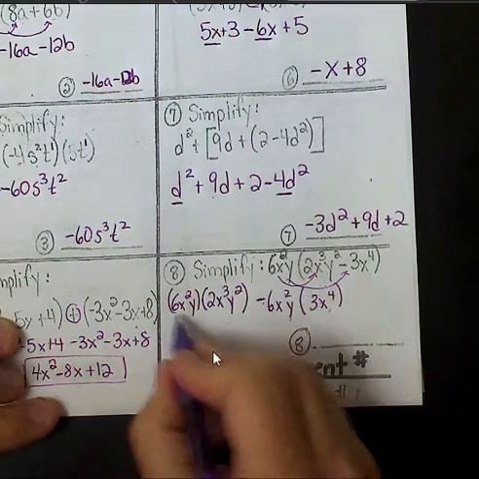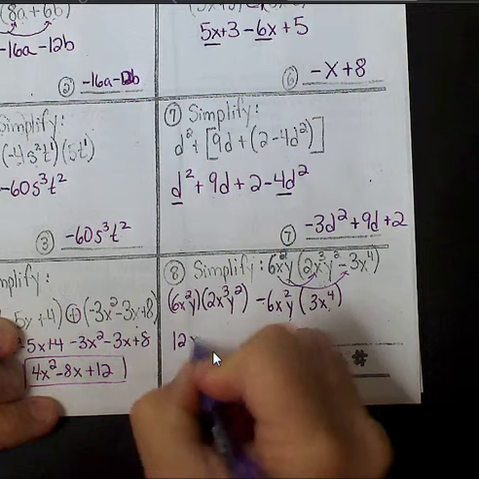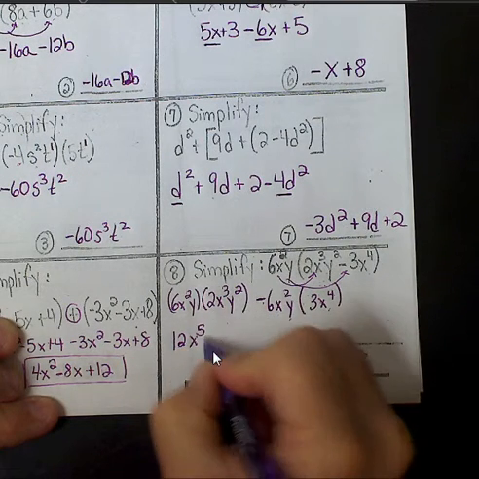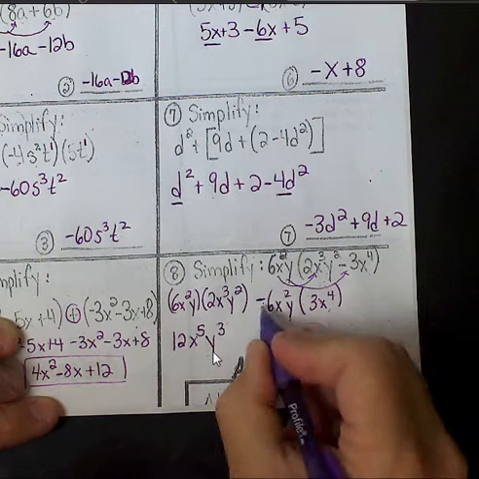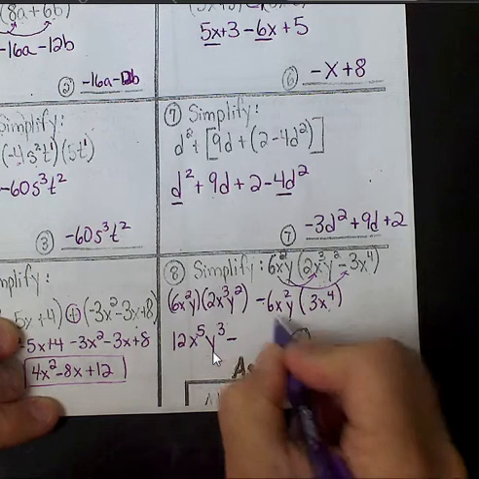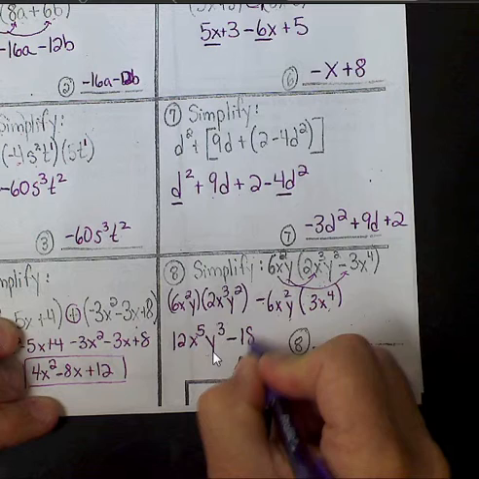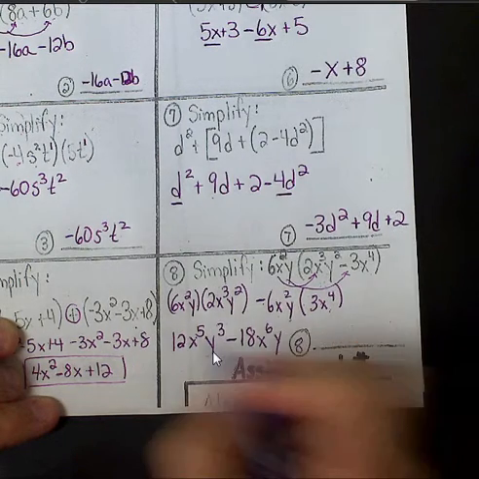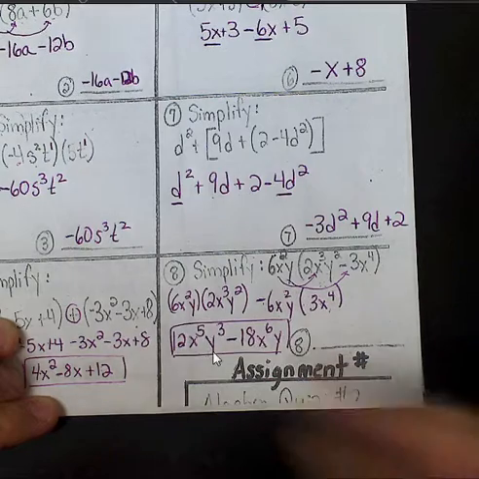So we have 6 times 2 is 12, x to the 5th by adding those exponents. y to the third, and then a minus times a plus is a minus. 6 times 3 is 18, x to the sixth, and then y. That's your final answer here.